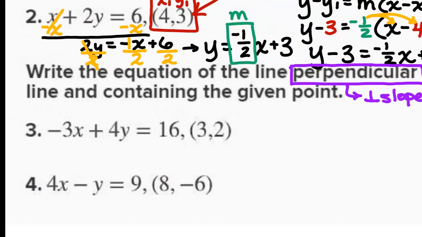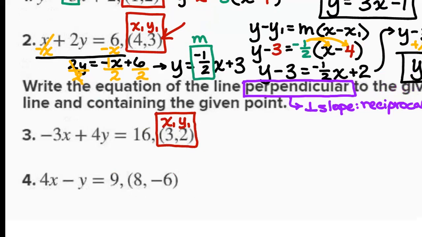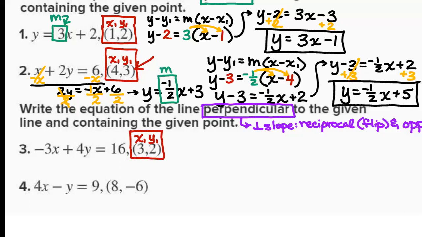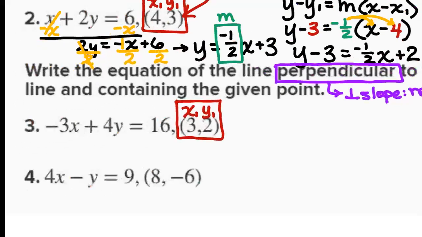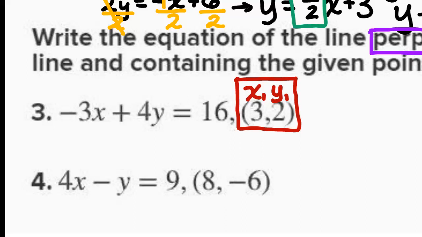All right. Here's the point that it's supposed to go through. So here they're telling me my x1, y1. Can I look at this equation, find the slope so I can make it reciprocal and opposite sign? Not with the way it is right now. What should my first step be as I'm trying to get it into slope-intercept form? Move the x to the other side. And what operation should I use to do that? Addition. Let's add 3x to both sides.